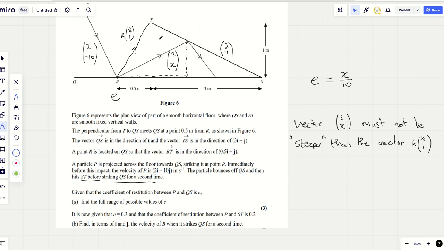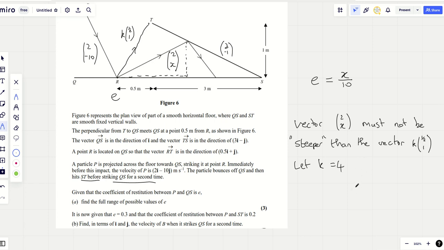It mustn't be steeper than that, because otherwise it misses t. Now, how can we ensure that? Well, if we make k, let's let k equal 2. Sorry, not k equal 2. Let's let k equal 4, purely because then I've got the same x component here.